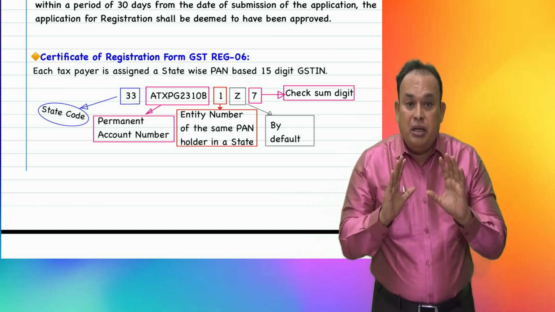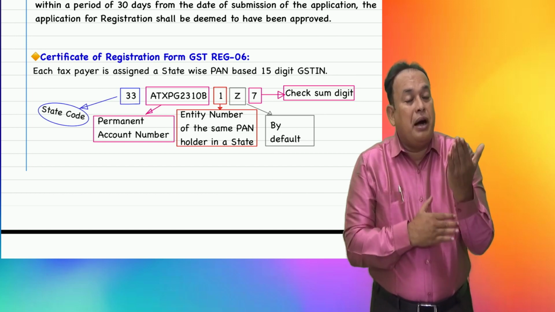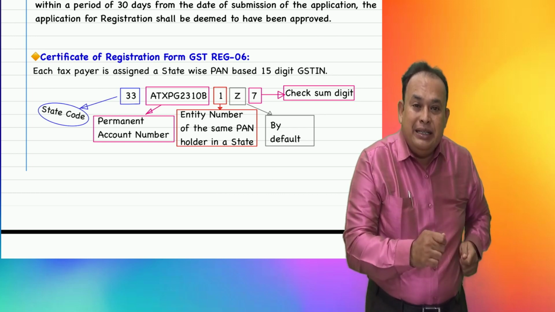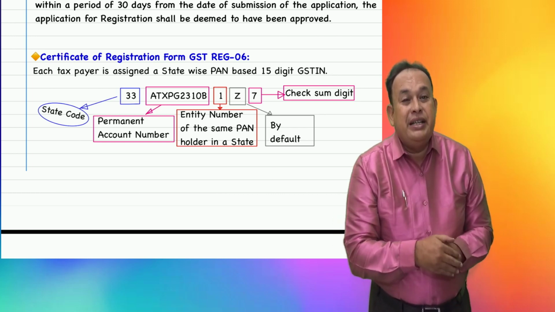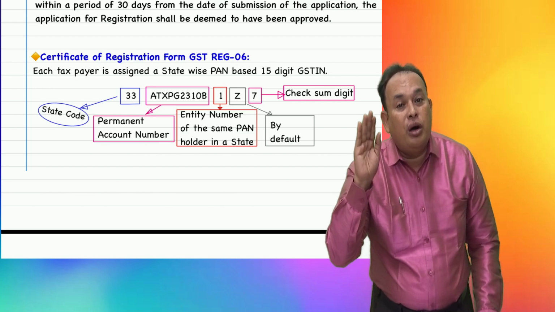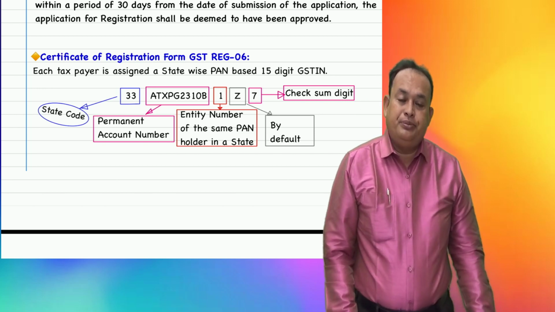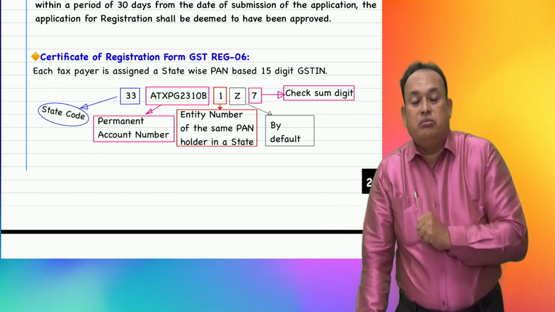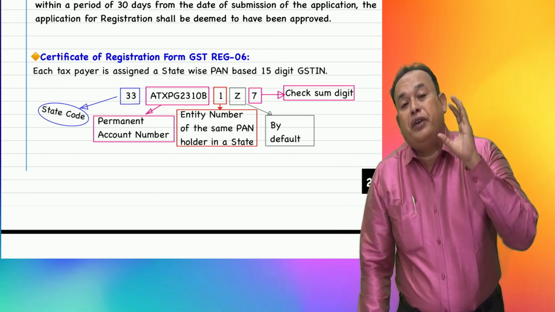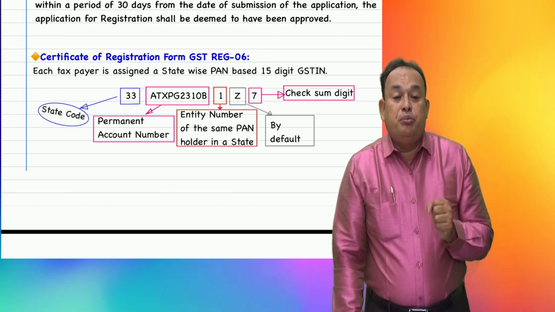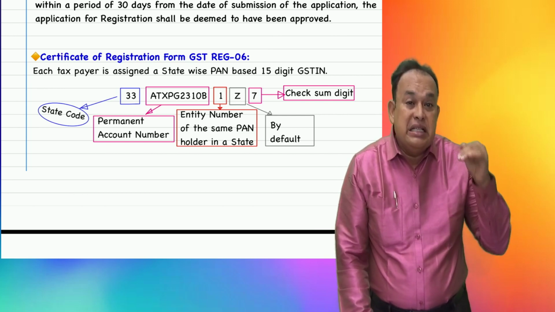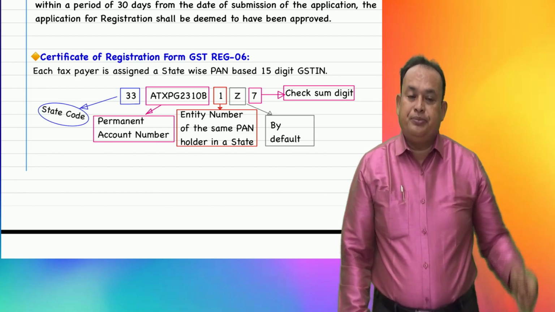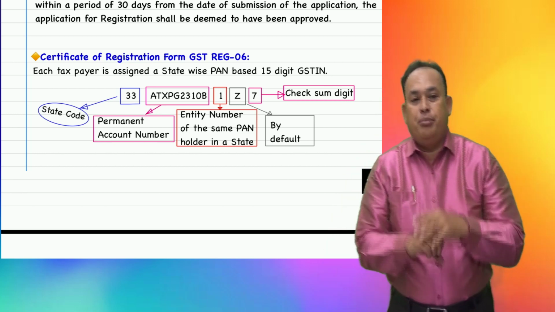If not done so, if simply after obtaining the certificate of registration, you just keep it in the drawer and lock it, then it is going to cause a general penalty of up to rupees 25,000 under CGST and up to 25,000 under SGST. Penalty may be levied in such a case. This is called violation of the procedure.